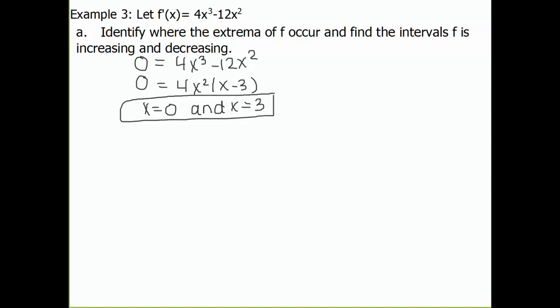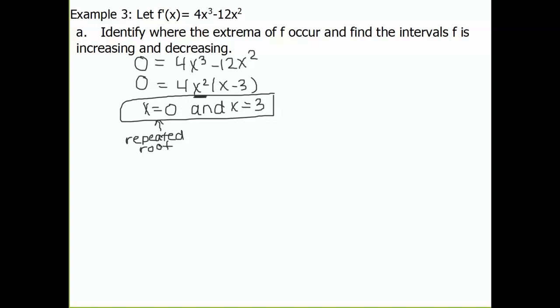So the critical points of my derivative are 0 and 3. Now, when you factored out 4x squared, how many x's did I remove? In this case, I removed 2. So that means that this answer of x equals 0 is what we call a repeated root. X equals 0 has what we call a multiplicity of 2, which means that that answer occurs twice.